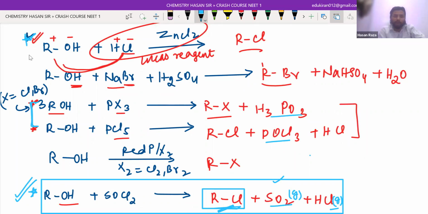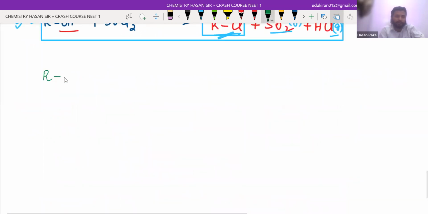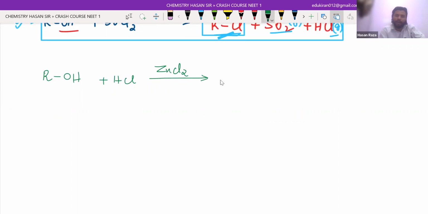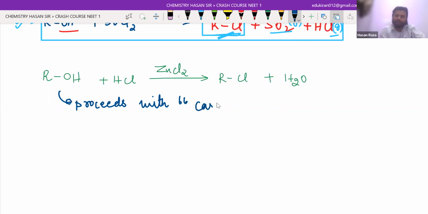Now, the most important point is this Lucas reagent, because in this, I'm going to show you a reaction. This is your ROH, and you are going to react this with HCl in the presence of ZnCl2, and you will be getting RCl plus H2O. Actually, this reaction proceeds with formation of carbocation. Basically, its intermediate is carbocation.